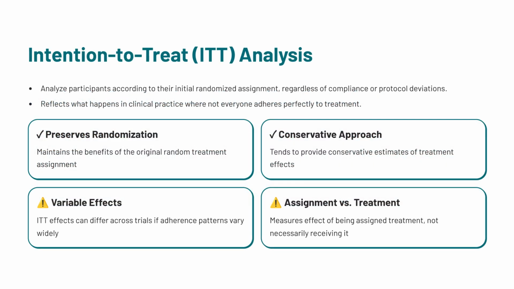ITT analyses include participants according to their initial randomized assignment, regardless of compliance or protocol deviations. This approach mirrors clinical practice, where not everyone adheres perfectly. ITT preserves the benefits of randomization and tends to provide conservative estimates. Importantly, ITT estimates the effect of assignment, not the effect of actually receiving treatment. When adherence patterns differ across trials, the ITT effect can vary even if the biological effect is the same.